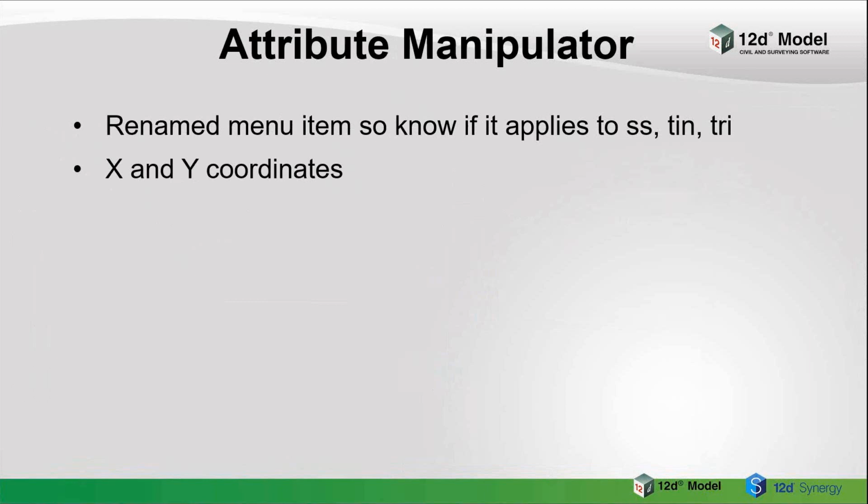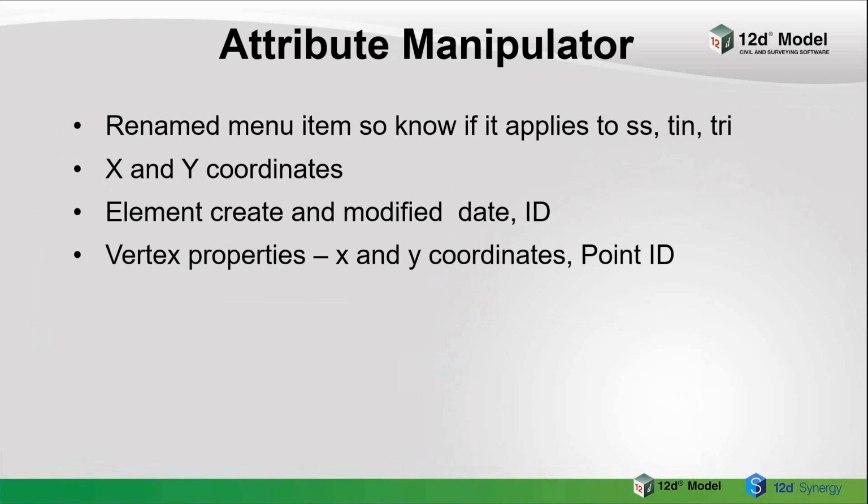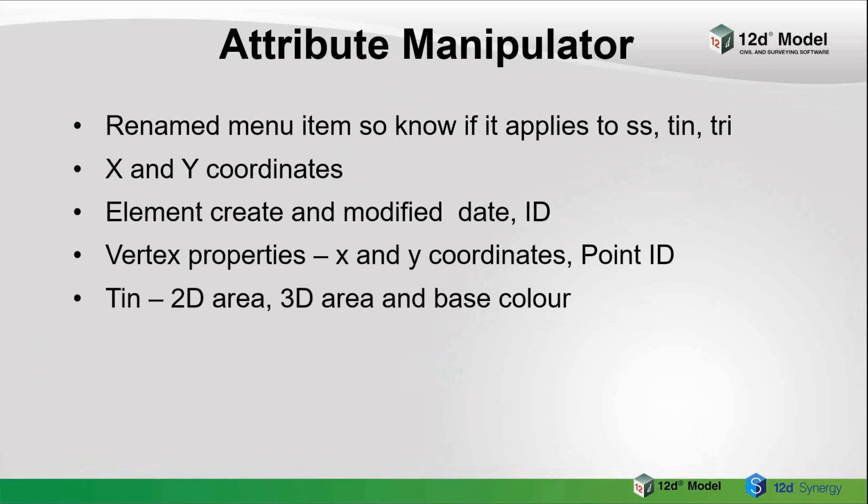You can now get information about X, Y coordinates. You can always get Z, but this is the X and Y, and even set them. So you can actually get the values out to an attribute, or use an attribute to set those values. Some of these ones are in V12: the creation and modification date of an element and its ID, the vertex properties, the X and Y coordinates, and also its point ID. I've actually repeated that, sorry about that.